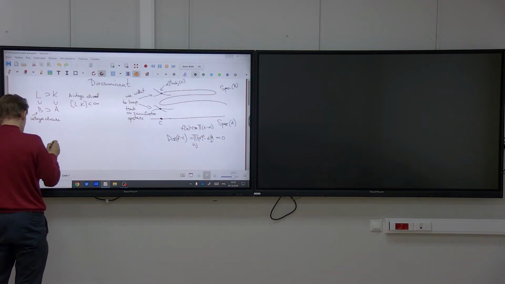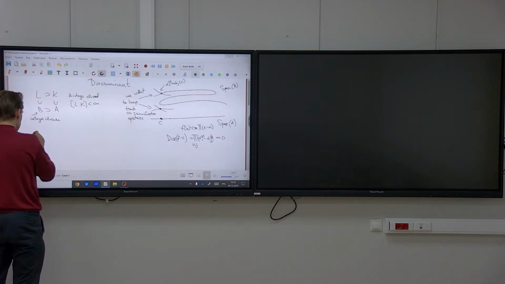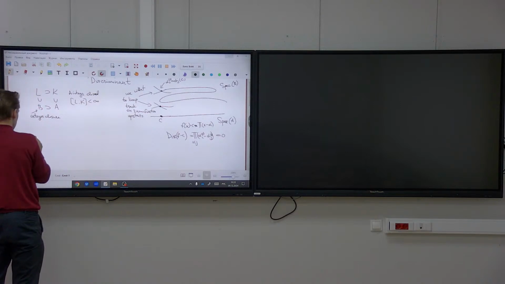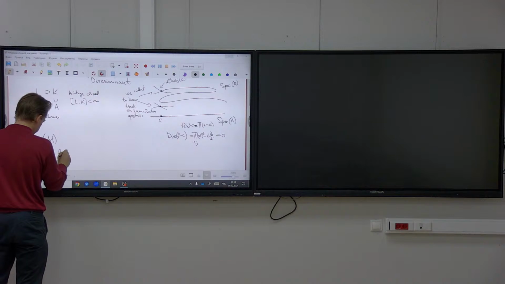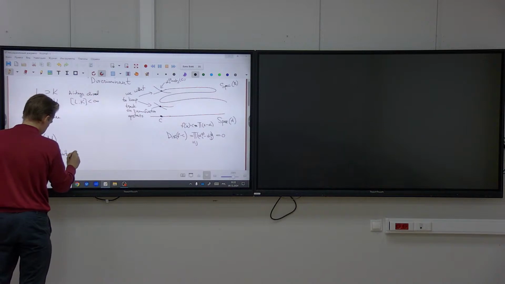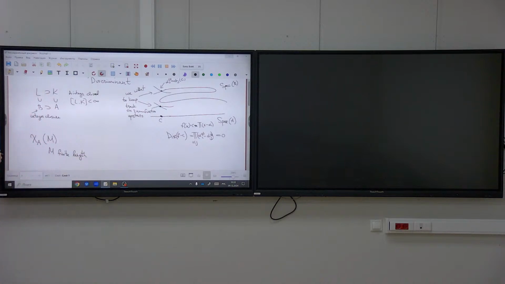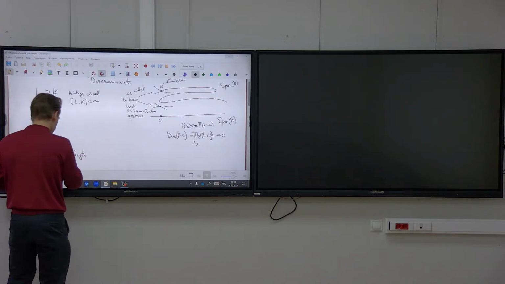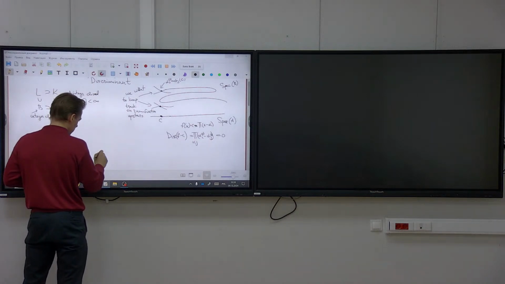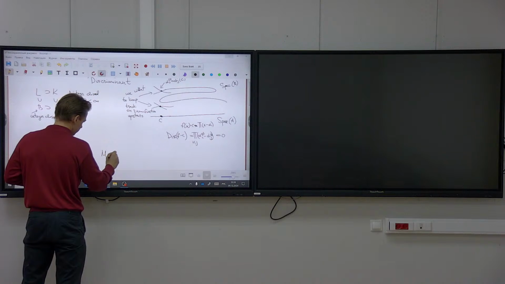So we have discussed what we can do with the lattices: the operator chi of A, chi of A of a module of finite length. So we have considered the associated prime decomposition of a module, and so we have considered the filtration.